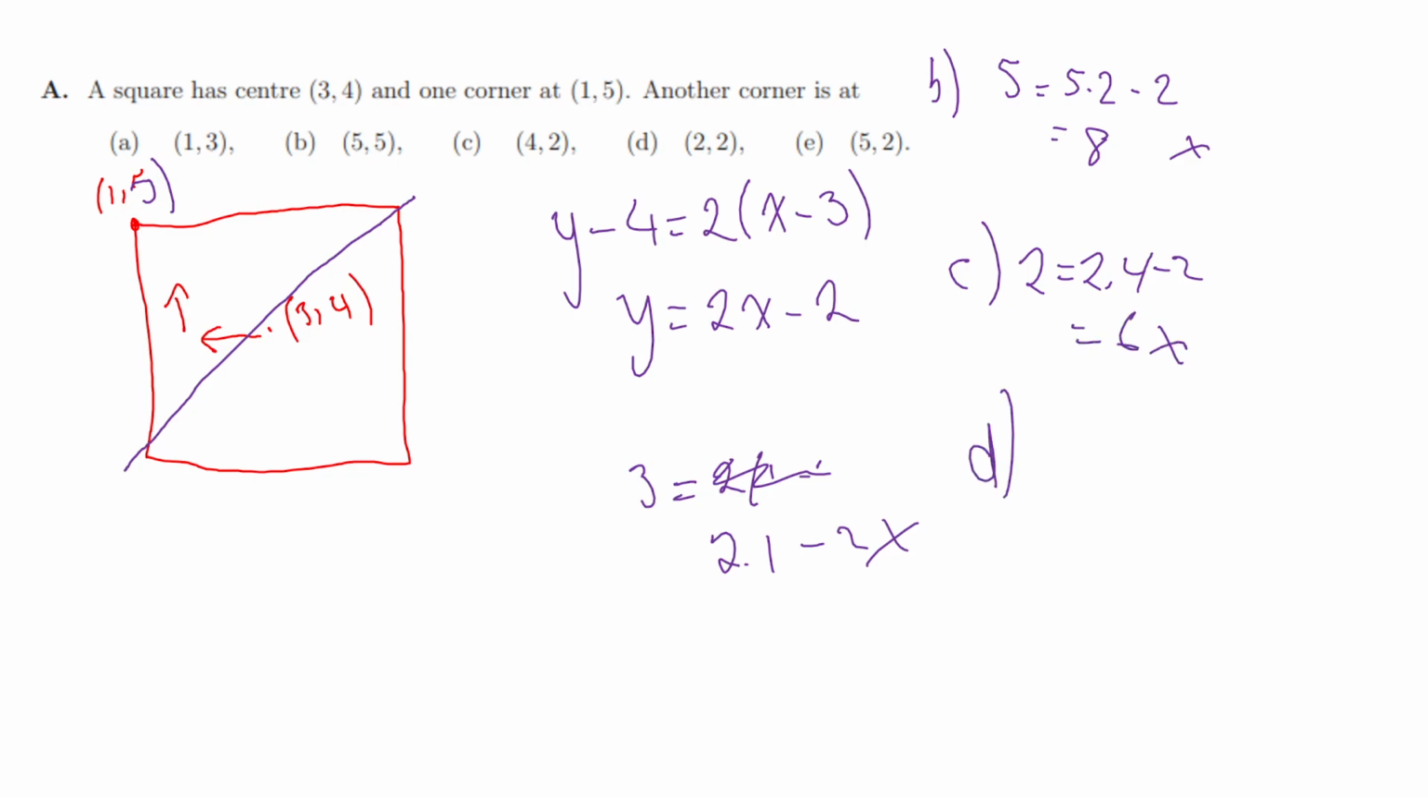We go to D, 2 equals 2, multiply by 2, minus 2, and that does give us 2. So our answer for this one is D. So the other corner is at the point 2, 2.